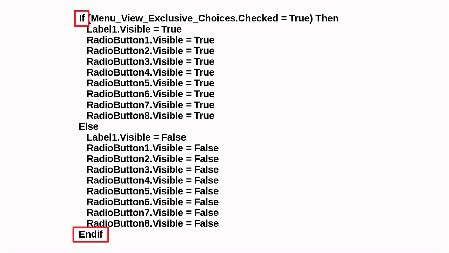Remember, Gambas basic code syntax specifies that the code for an if-then-else construct is contained between the if and end-if keywords. Also remember, since there is a label on tab 1 which describes the radio buttons as being exclusive choices, for user interface clarity, clicking the exclusive choices entry on the view menu will also make the associated description label visible or not visible along with the radio buttons.